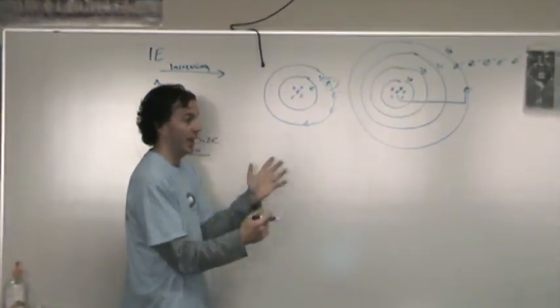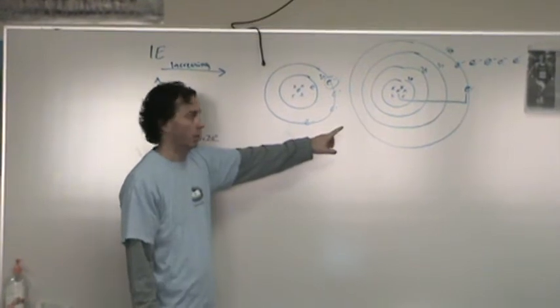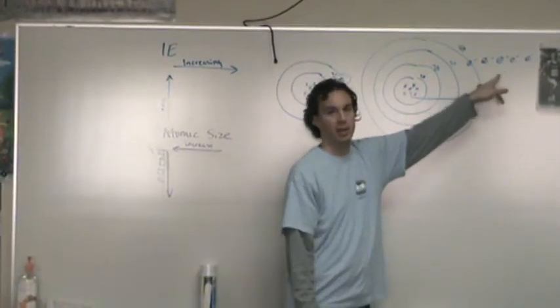So there's that distance thing, and what's the other thing that happens too? What's actually happening here? Electron shielding.